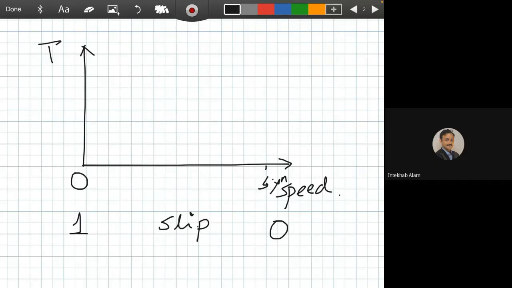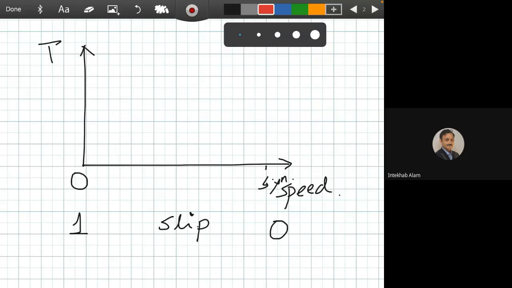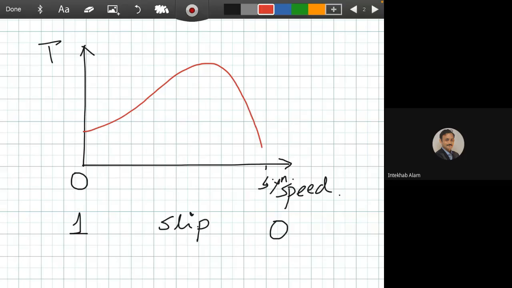Okay, if we draw the torque speed characteristics of a synchronous induction motor, it will look like this. Can you recall this figure?